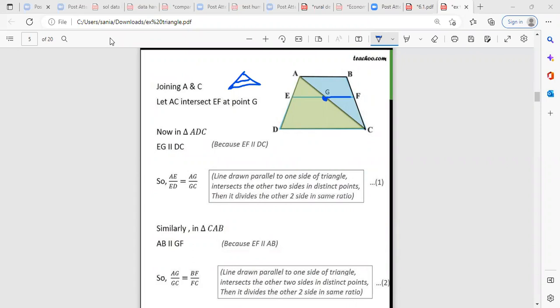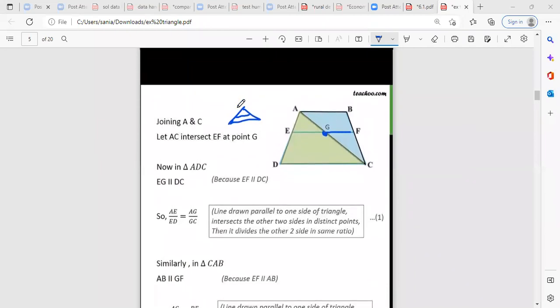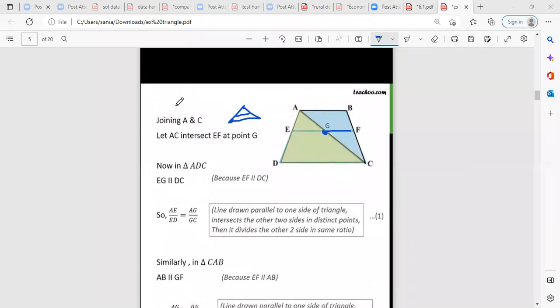Teacher, I have a doubt. Instead of writing joining A and C, let AC intersect EF at point G in the proof. Can we write it for construction? Yes, you can. It will be better. Okay, teacher.